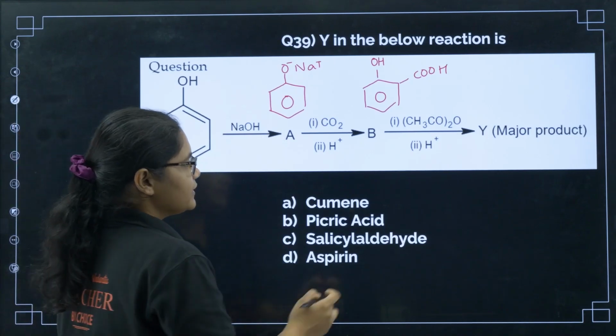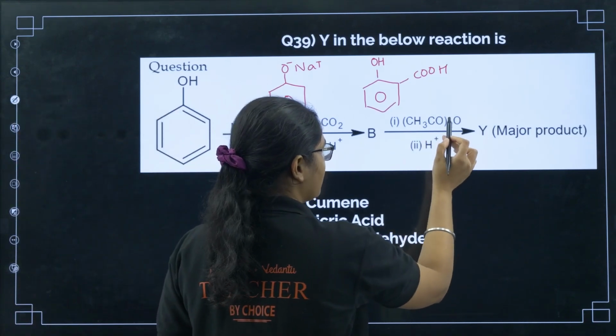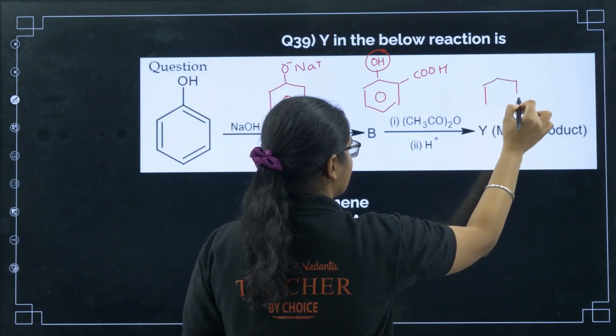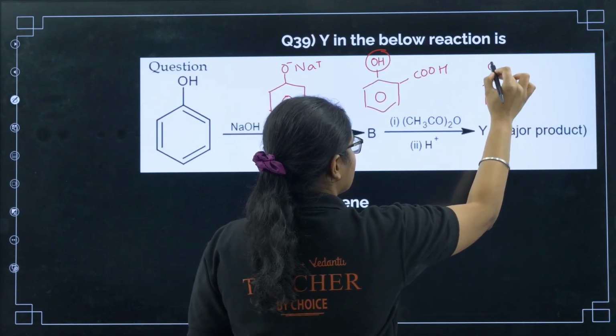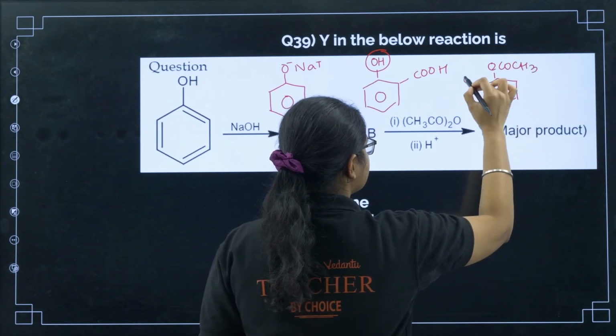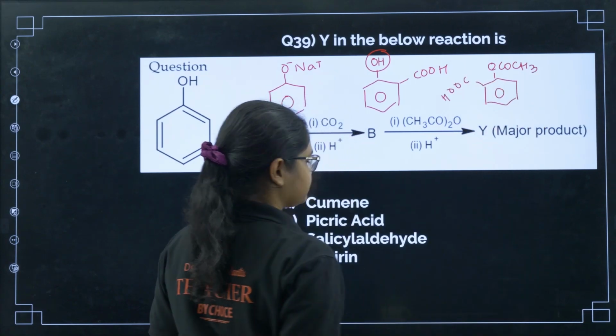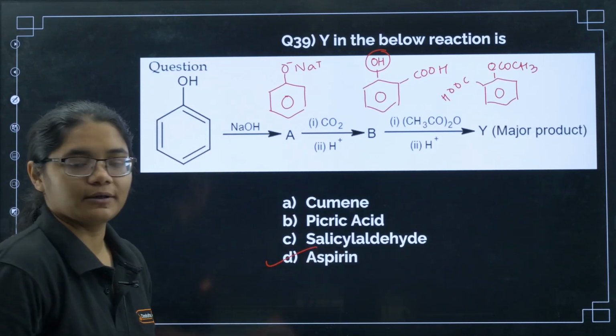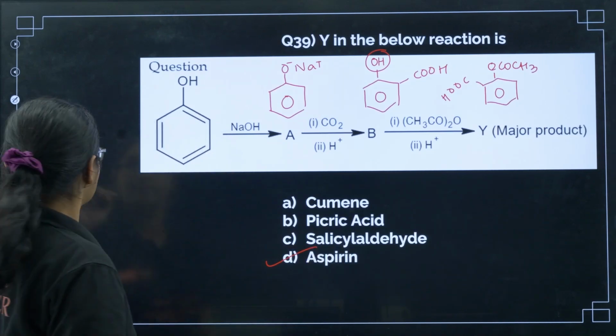Now after this, if I take (CH3CO)2O, this is acylation, so this OH group will be acylated to give you OCOCH3 and I have COOH. Okay, and this is your aspirin, so option number D is the correct answer.